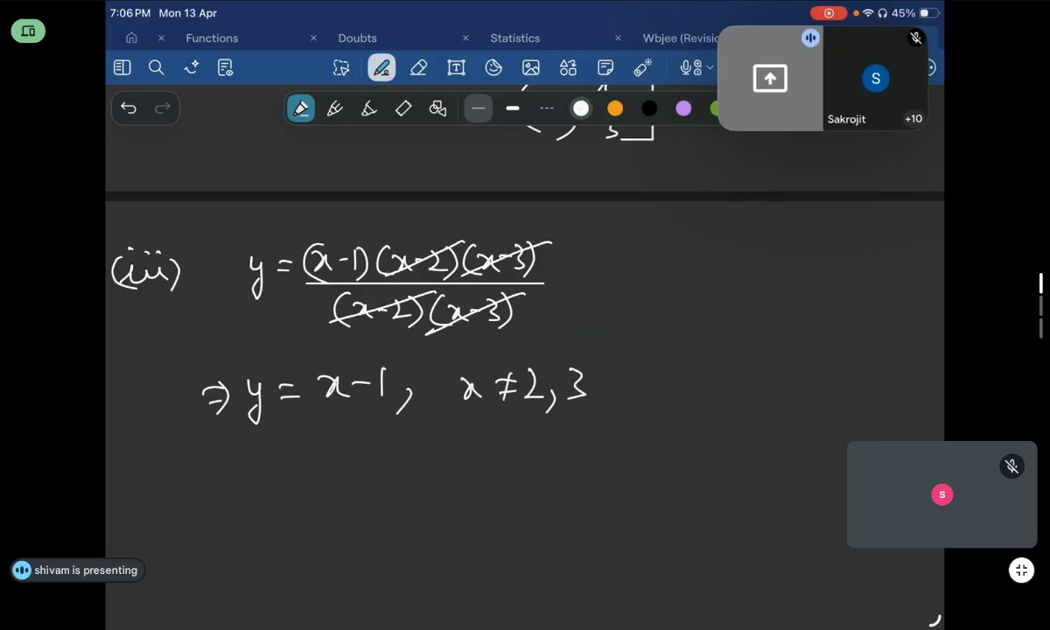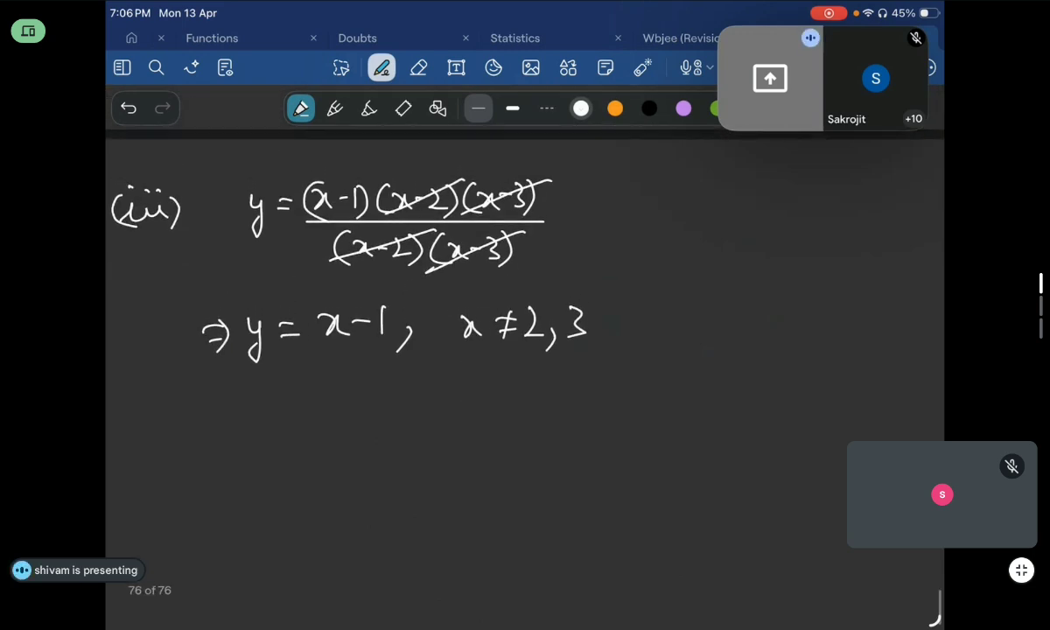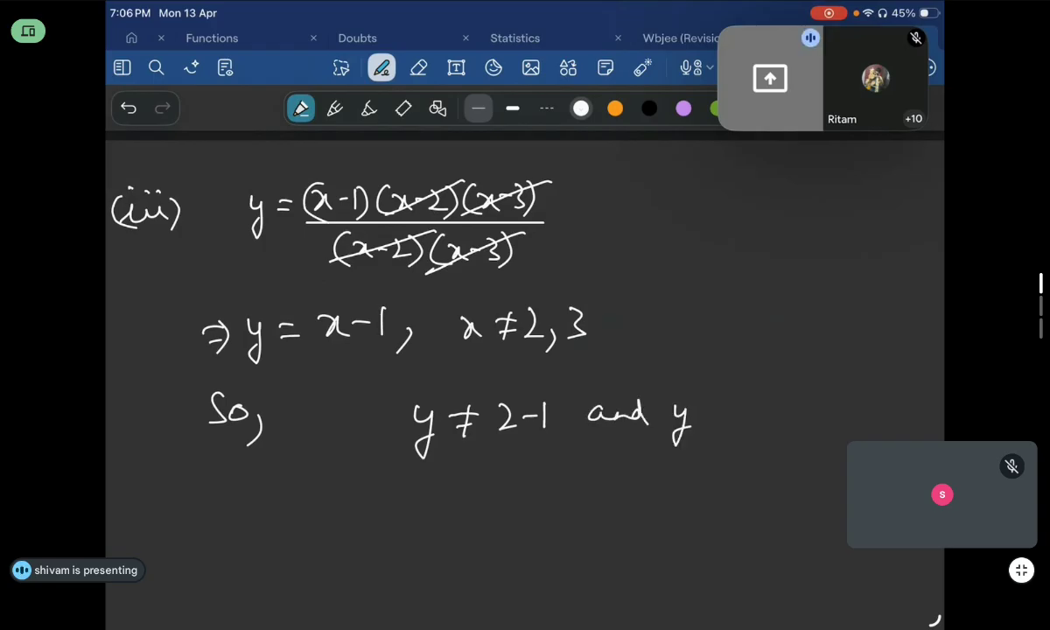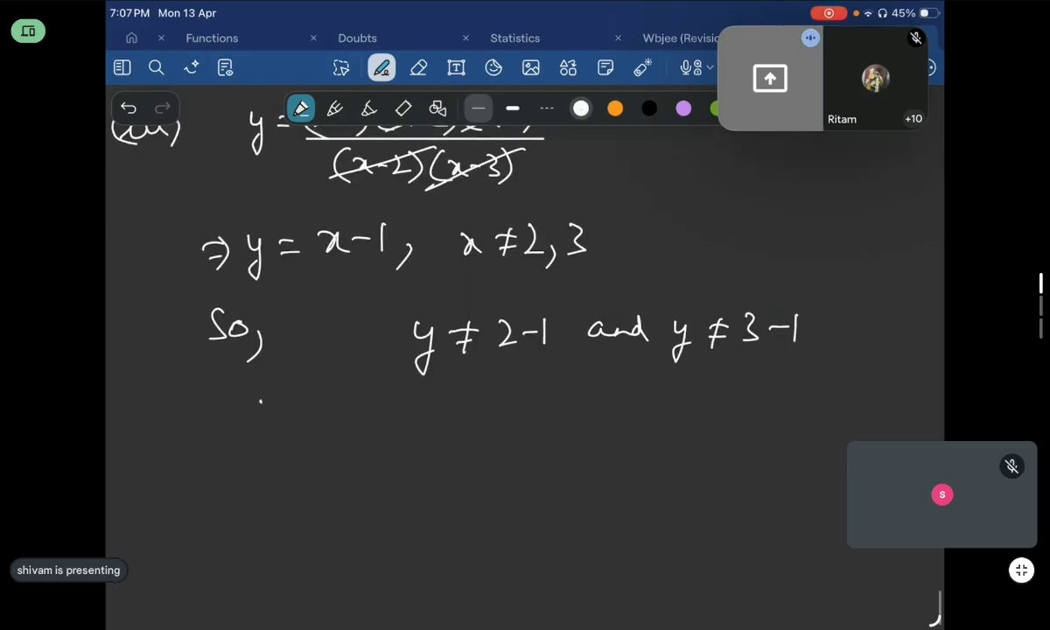Right, Ritam, are you getting? Yes, sir. When x is not equal to 2 and 3, we can cancel them off. So what is the range of the function? What are the values y cannot take? Everyone, y cannot be equal to 2 minus 1 and y also cannot be equal to 3 minus 1 because x cannot be equal to 3. Therefore, the range of the function will be all real numbers except 1, comma 2.